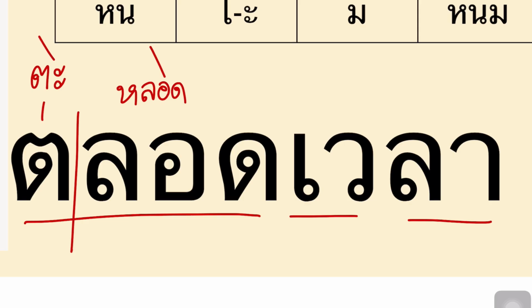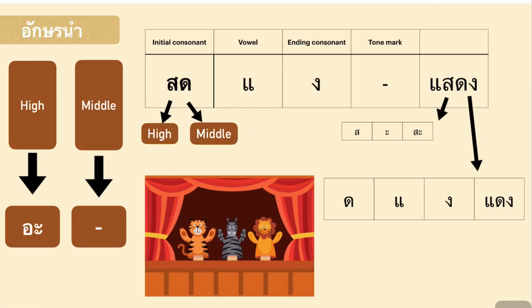If you would like to stop here and do some practicing, you can go to the end of the video and practice. But if you would like to learn other rules as well, please continue. In the next rule, we've got a high class consonant being the first letter and a middle class consonant being the second letter.